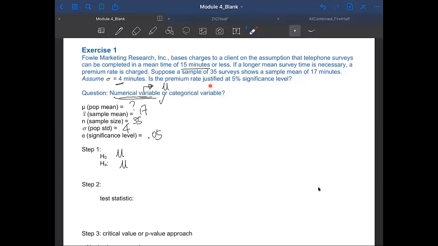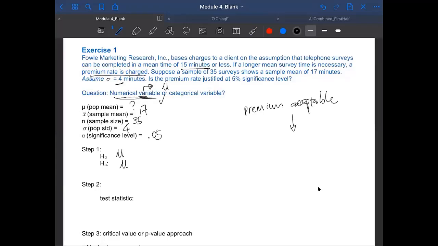Let's see. So you are only going to charge a premium rate. Yeah, whether it's acceptable, right? Okay. So I'm going to write it out here to help you see how I solve this problem. So is the premium acceptable or not?